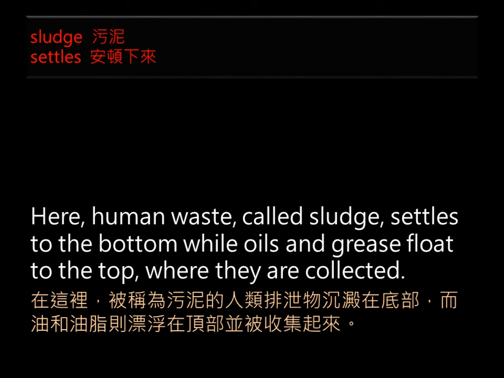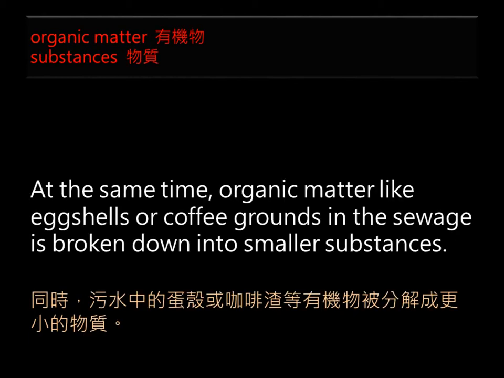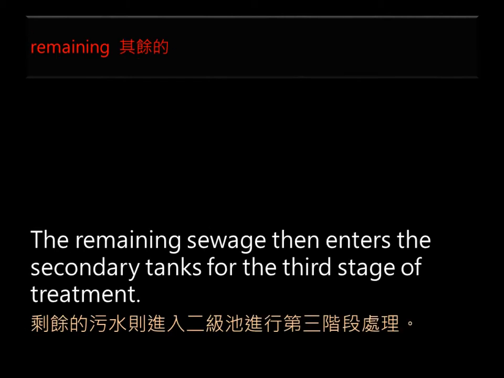Here, human waste, called sludge, settles to the bottom while oils and grease float to the top, where they are collected. At the same time, organic matter like eggshells or coffee grounds in the sewage is broken down into smaller substances. The remaining sewage then enters the secondary tanks for the third stage of treatment.